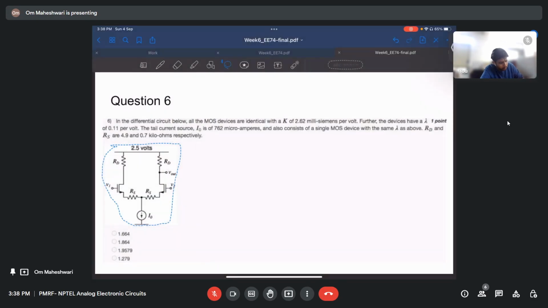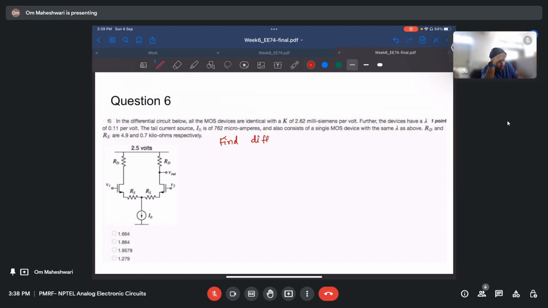Okay. So anyway, what do we have to find? Both devices are identical with this k, and further lambda is this much, and I naught is this. RD and RS and everything is given. Okay, so one thing that is missing here in your assignment also, the question is not given. What do we have to find? So you have to find AD. This is a differential gain. Let me write.